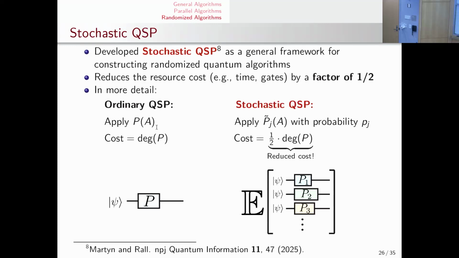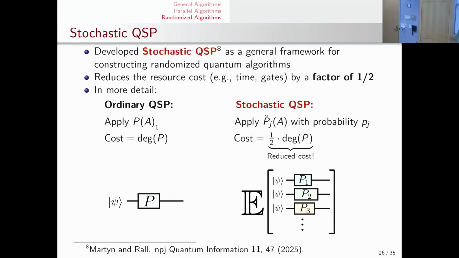And in more detail, how this looks is, in ordinary quantum signal processing, we apply one deterministic polynomial. And the cost of realizing that is the degree of that polynomial. And the circuit looks like this. Take some state, you apply that polynomial. On the other hand, in stochastic quantum signal processing, we apply some polynomial pj, which I will specify later, with some probability lowercase pj. And if you choose these polynomials and probabilities correctly, you can reduce the cost in realizing this algorithm by a factor of 1/2. So it's now 1/2 times the degree. And the overall algorithm or circuit looks like this. We're taking an expectation value over a bunch of different polynomials that are applied to some input state.